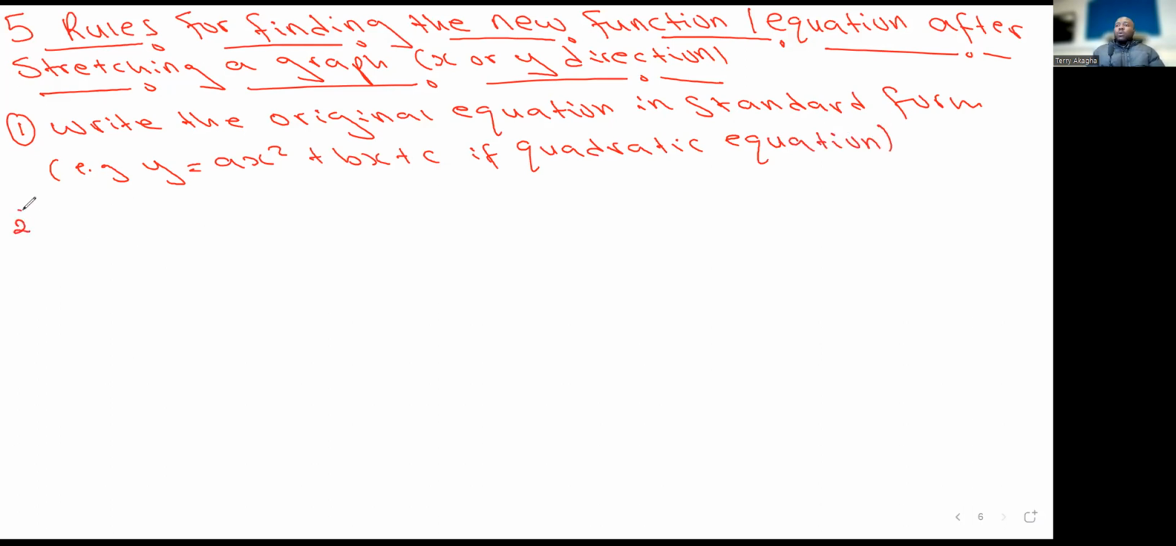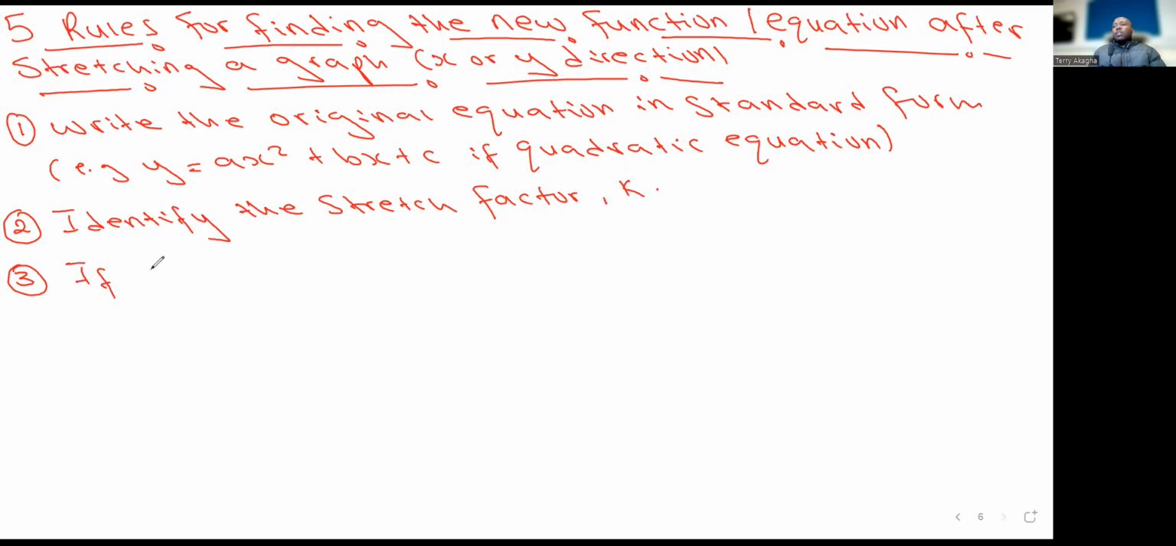Then number 2, when you've written it in the standard form, the next thing you have to do is to identify the stretch factor, K.